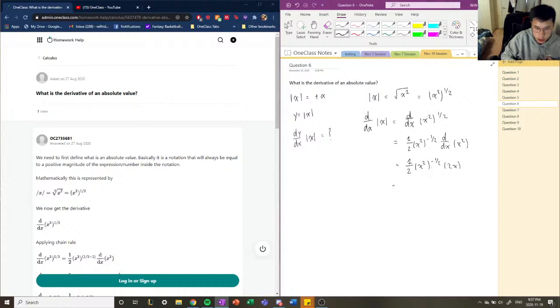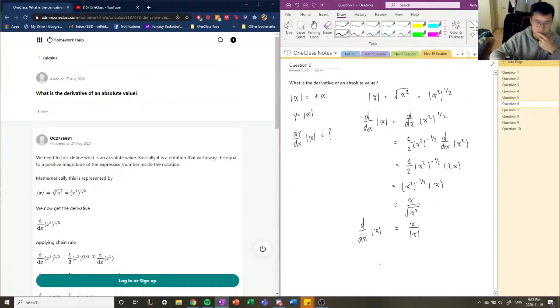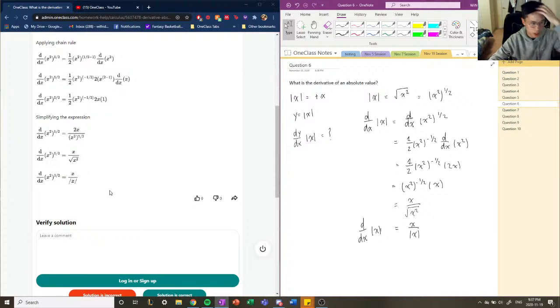So this is the full term here. This 2 and this 2 cancel out. So we get x squared to the negative half times x. Okay, cool. So this can alternatively be written as this. And this is just the absolute value, right? According to our definition, we can just replace that with absolute value. So now we have found our derivative of the absolute value, which is just x over the absolute value of x, okay? So that's the derivative of an absolute value.